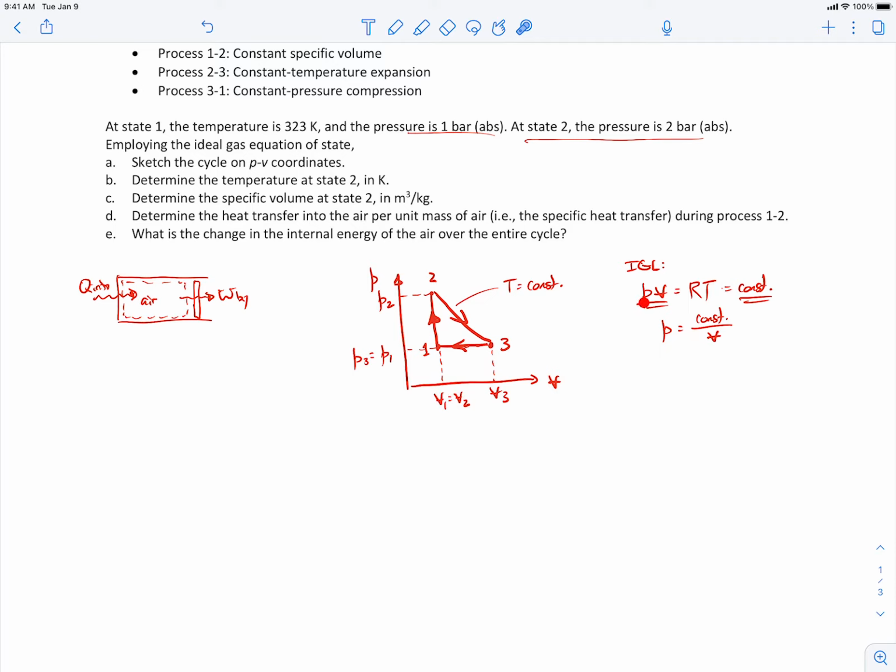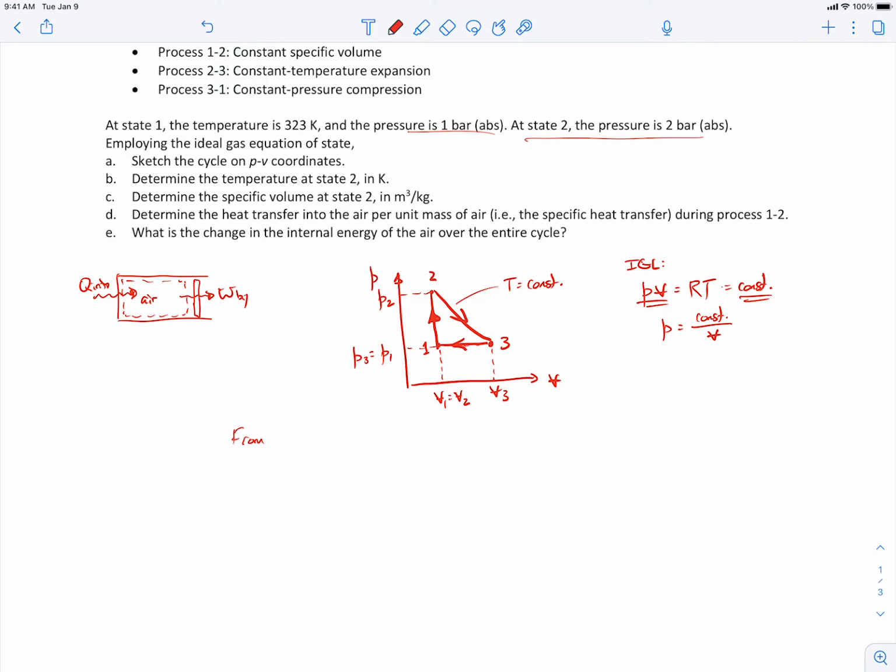So if I know the pressure at 2, which I'm given, and if I can find the specific volume at 2, which I'll be able to find because it's the same as the specific volume at 1, then I should be able to find the temperature at 2. So from the ideal gas law, T2 will be P2 V2 all over the gas constant for air.